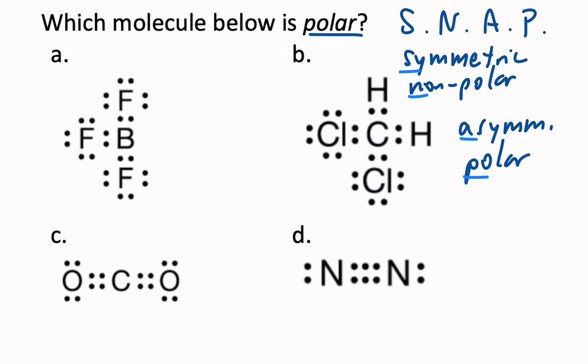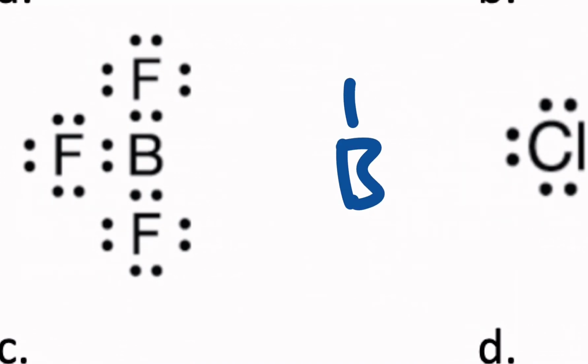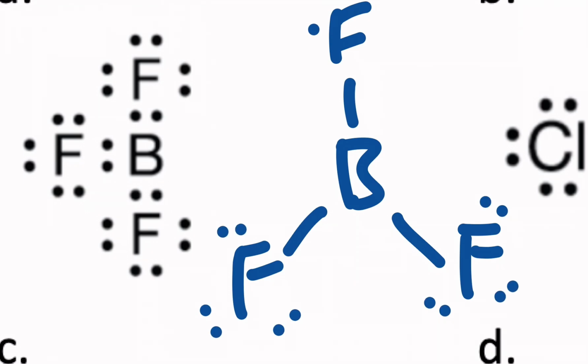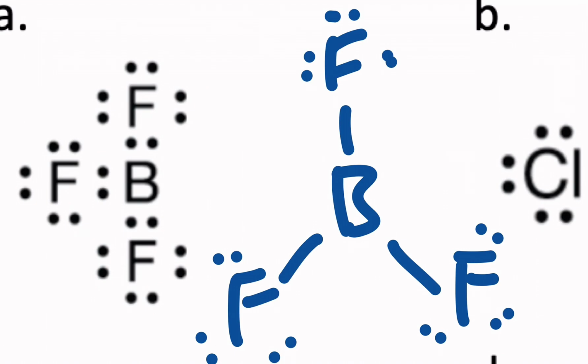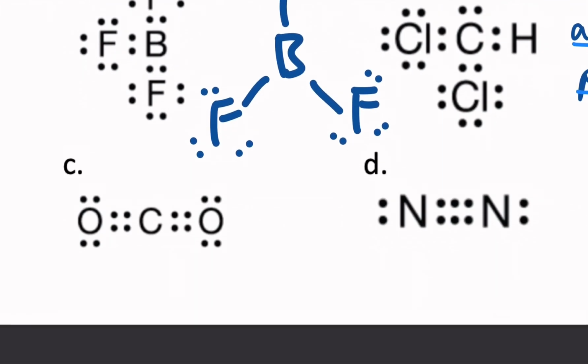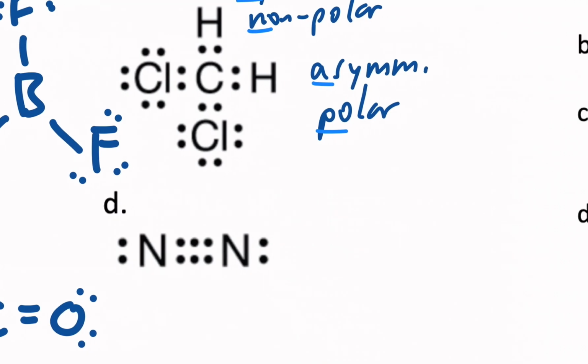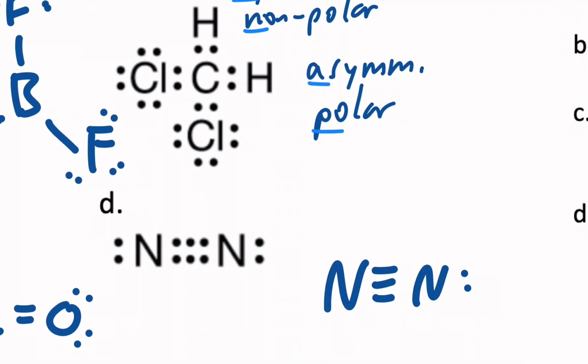things are drawn. That BF3 molecule right there, if you drew that out, that is a trigonal planar geometry, both electron and molecular. That would look something like that, and that is totally symmetric about the boron, so that is non-polar. Carbon dioxide is linear, also non-polar, because about the central atom, it is completely symmetric. The nitrogen is a linear non-polar molecule, totally symmetric.